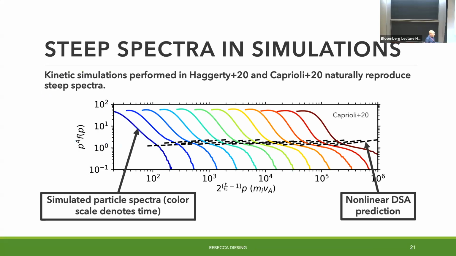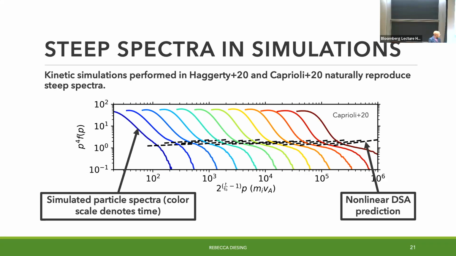And so if you run these simulations of a shock and let particle acceleration proceed in this manner, what you naturally reproduce, this was a 2020 result, is spectra that are steeper than E to the minus 2. This is in momentum, so p to the minus 4, equivalent to E to the minus 2, would be horizontal here. You can see these spectra at all time steps are substantially steeper, and they're certainly steeper than the nonlinear DSA prediction, which is that dashed line.